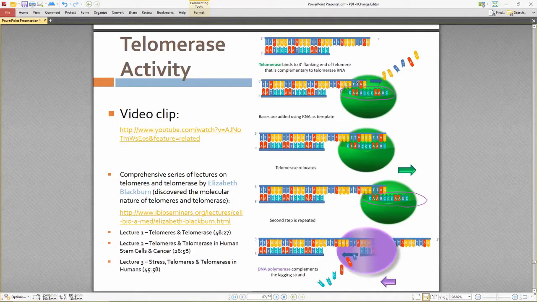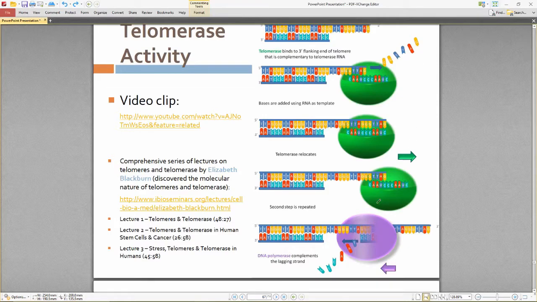So it comes here, a section of it matches, and it attaches to the 3' end, because the 5' end is the problem. But right now it's attaching to the 3' end. And using this RNA sequence, it extends this 3' end. Boom.